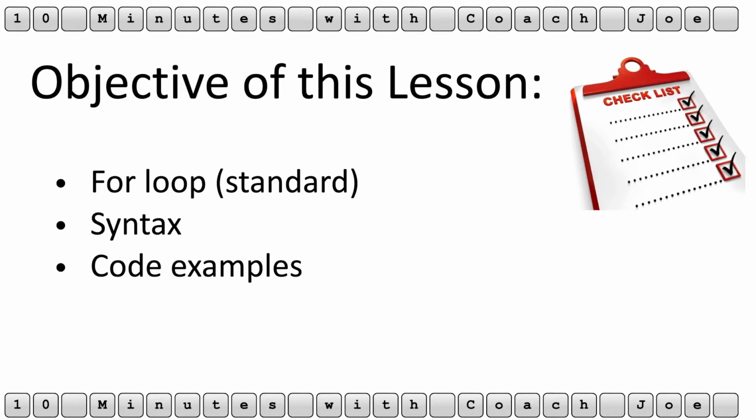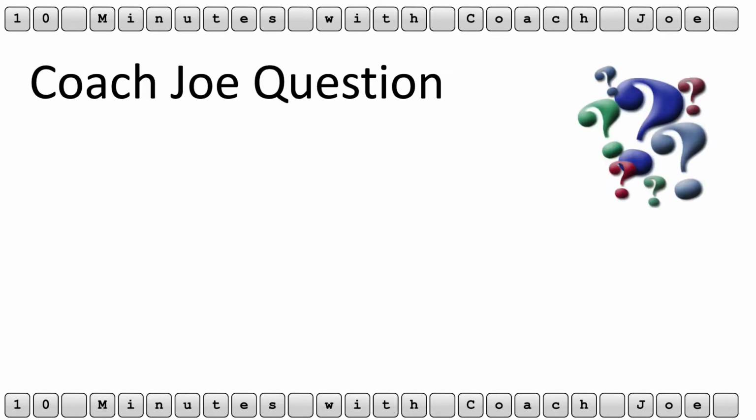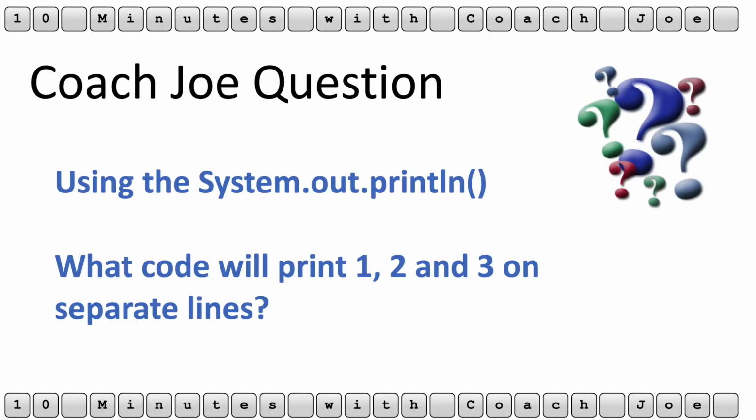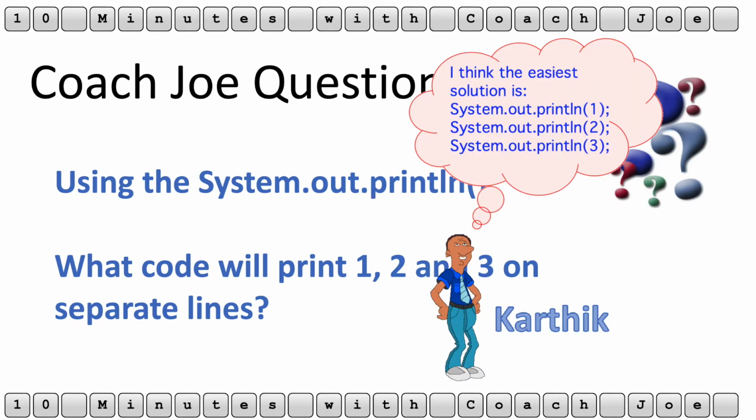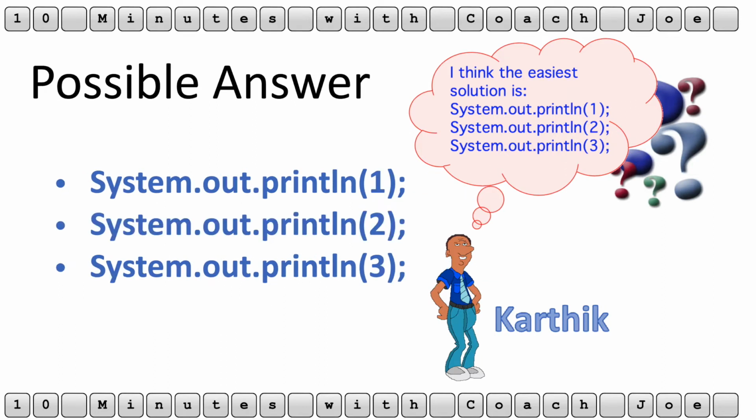In this lesson, we will review the standard for loop along with a visual example, the syntax used, and some code examples. Time for a Coach Joe challenge question. Using the System.out.println method to output a value, what code will print the numbers 1, 2, and 3 on separate lines? Interesting. This answer will work.